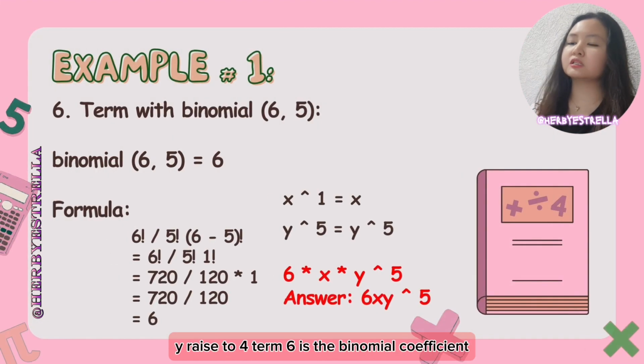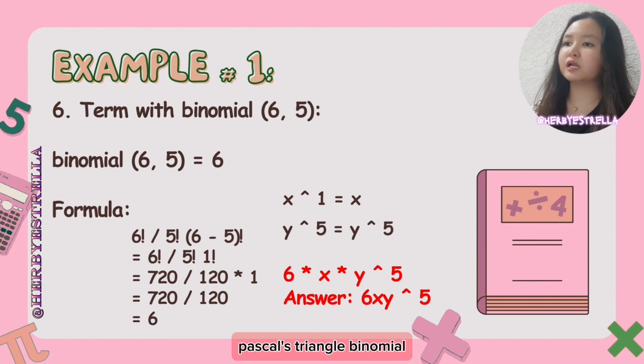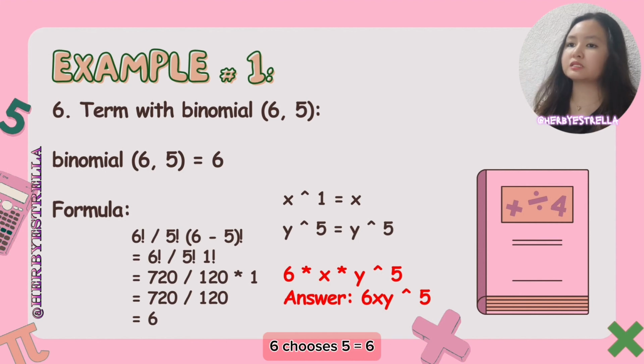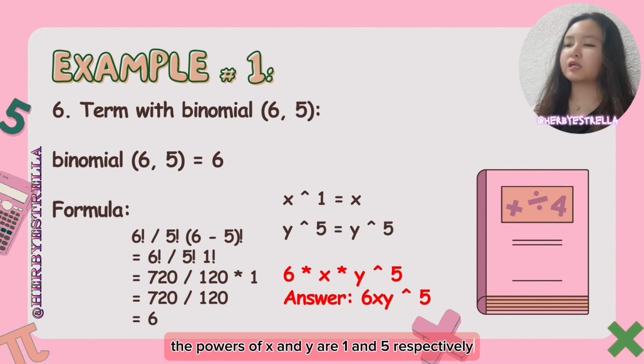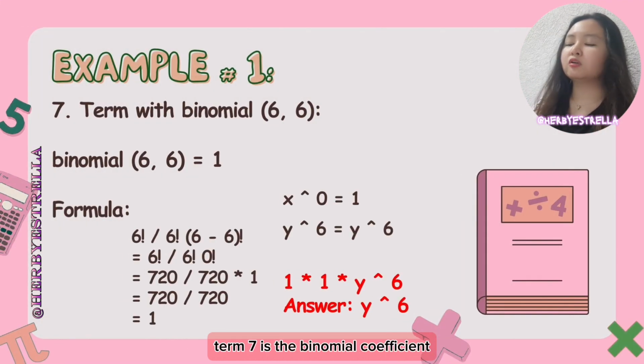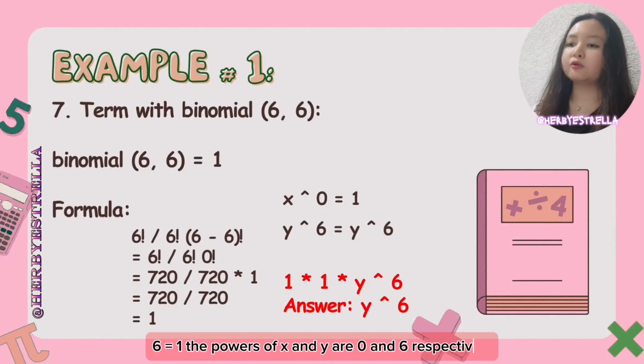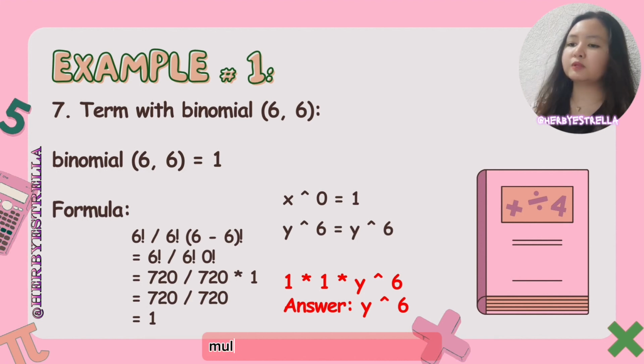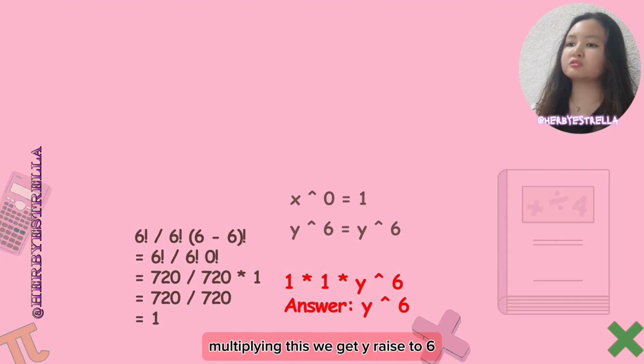Term 6 is, the binomial coefficient 6 choose 5 equals 6. The powers of x and y are 1 and 5 respectively. Multiplying this, we get 6xy^5. Term 7 is, the binomial coefficient 6 choose 6 equals 1. The powers of x and y are 0 and 6 respectively. Multiplying this, we get y^6.